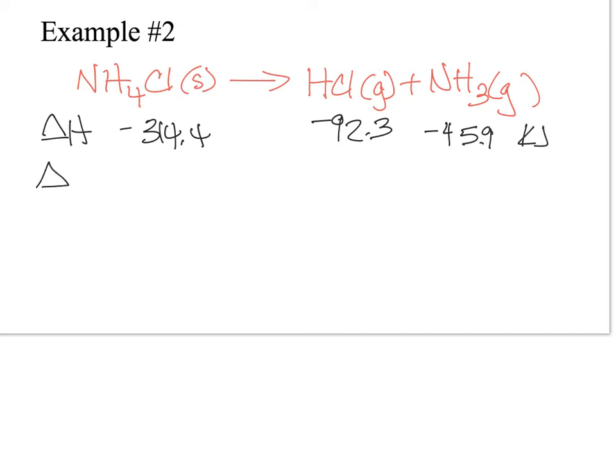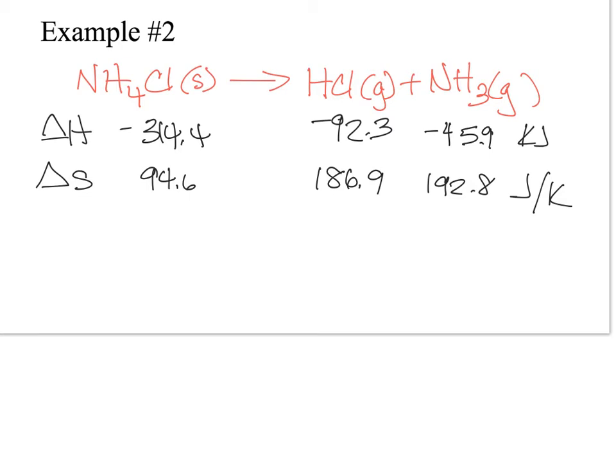Delta S is 94.6, 186.9, 192.8, and this is joules per Kelvin mole. Now I don't write moles there because one of the things we do is multiply by moles for each value. In this case, it's 1 all the way across the board. We don't have numerals to indicate any more than that.